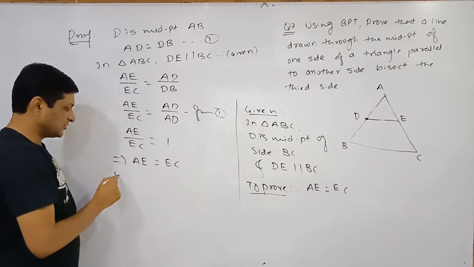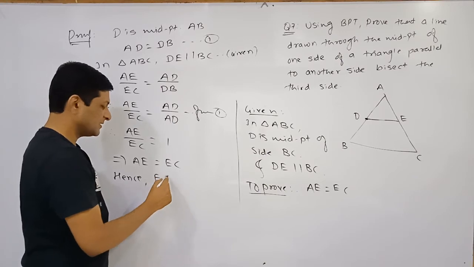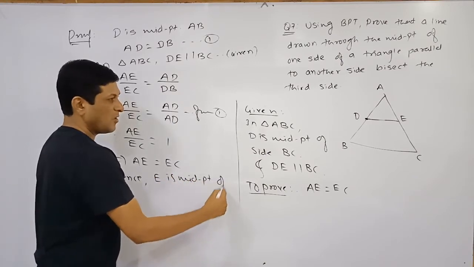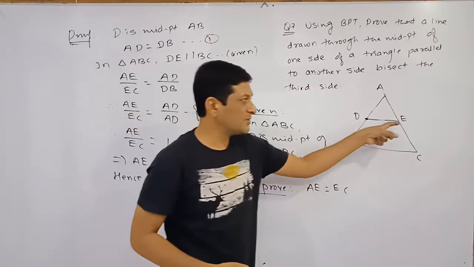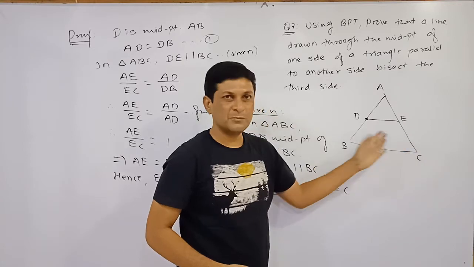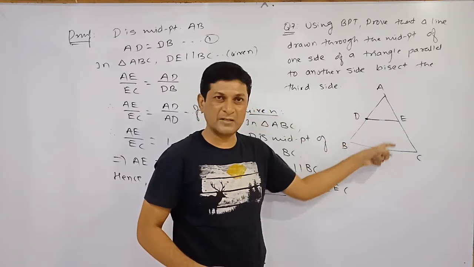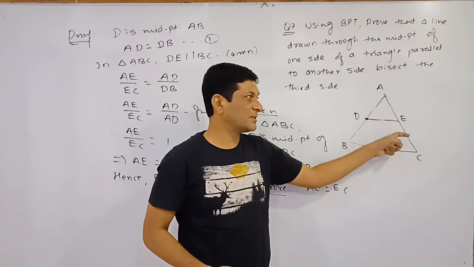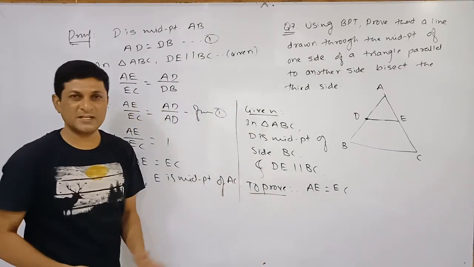So hence we can say that E is the midpoint of AC, and that is the result which we have to prove. If we are able to show that E is the midpoint of AC, we can say that this line drawn through the midpoint of one side of a triangle parallel to the second side bisects what? The third side. To show that it bisects the third side, simply we have to show that E is the midpoint, and that is our required result. Hence proved.